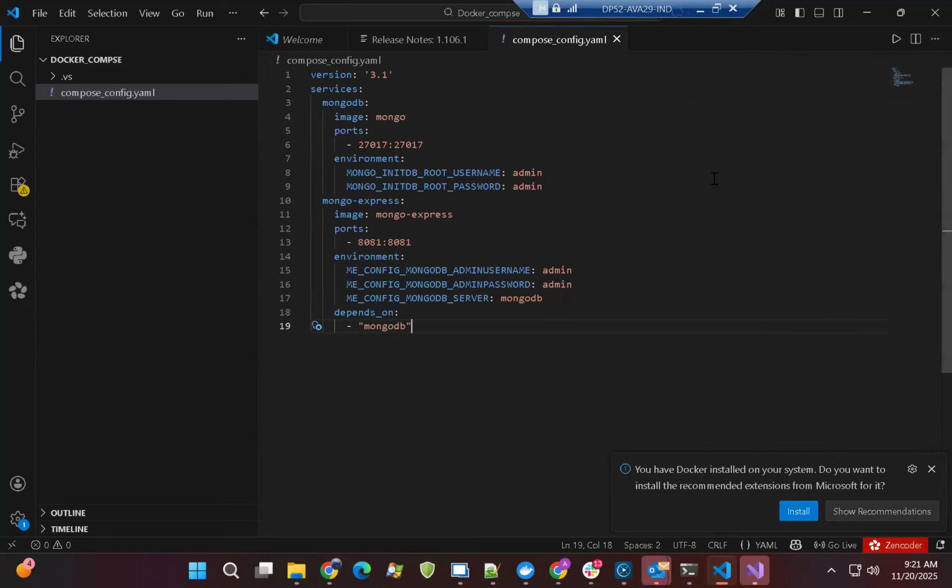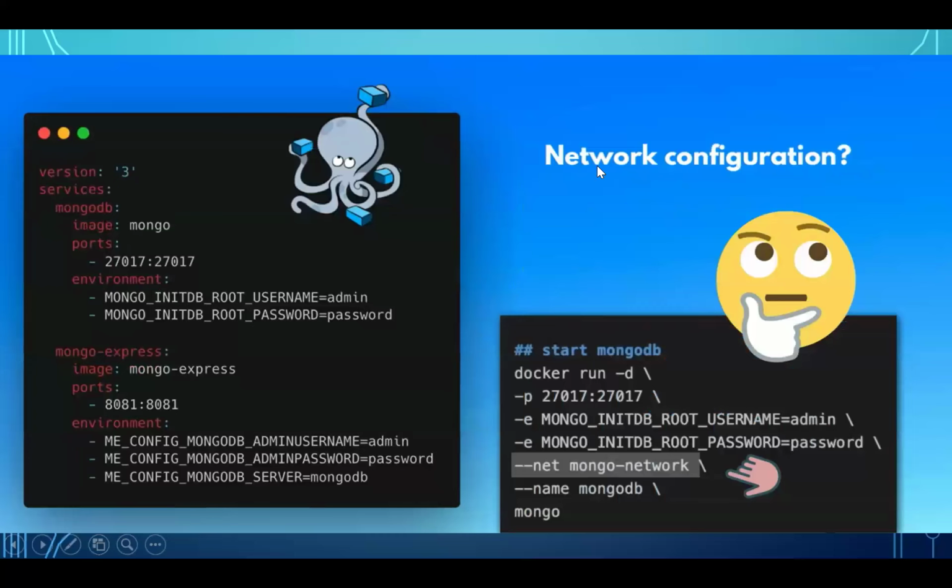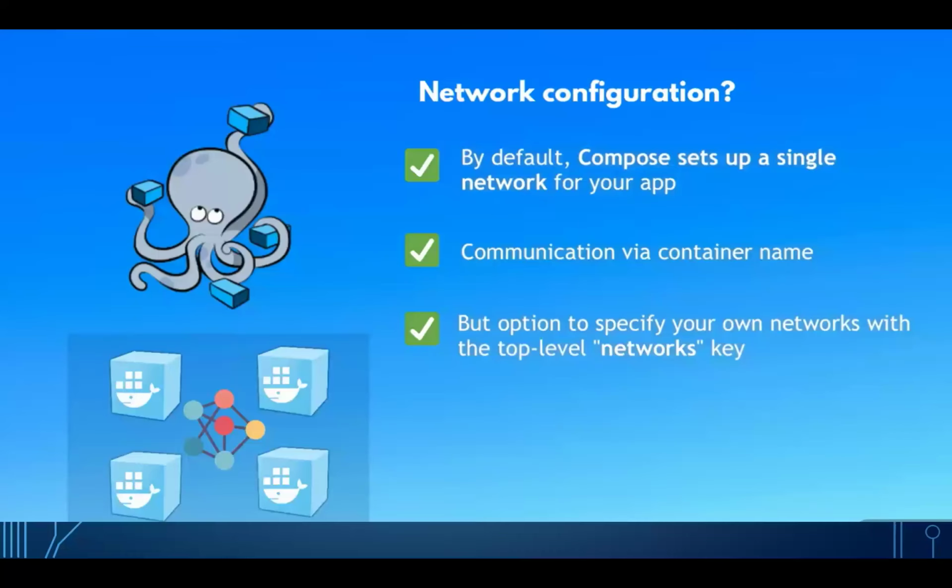Got it? Yes. So let's cover this one. See, network configuration. Here in the command line, we put the network configuration, but in the compose file, the YAML file, we did not need to put any network. So here it is saying, by default, Compose sets up a single network for your app.